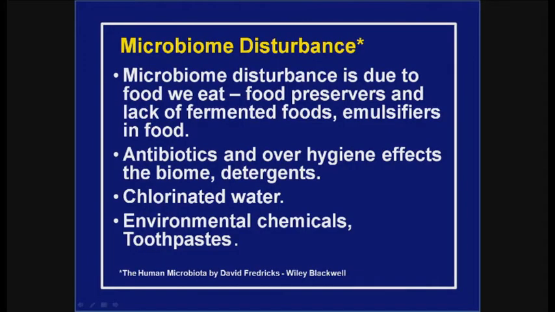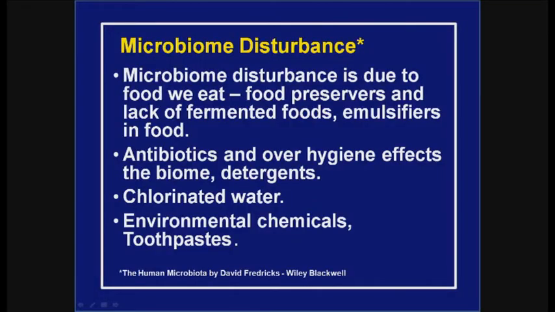Microbiome disturbance is due to the food that we eat. The main one, which is probably much more important than anything else, is food preservers. Food preservers are in everything that's packaged. Everything to extend the shelf life, as a preservation chemical, will destroy the microbes in that food and destroy the microbes in your gut. So food preservers are much more important than things like antibiotics.